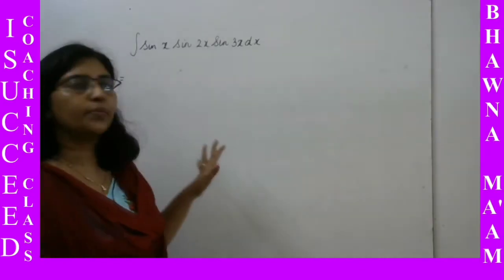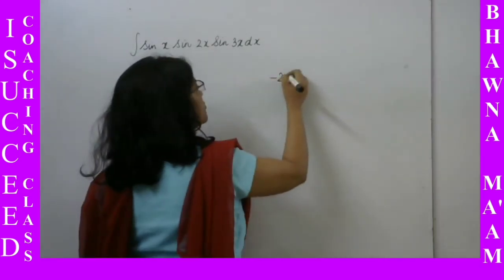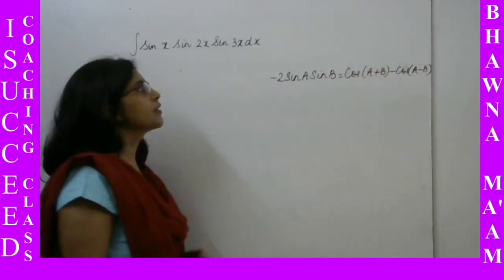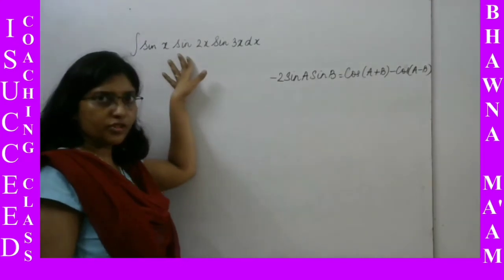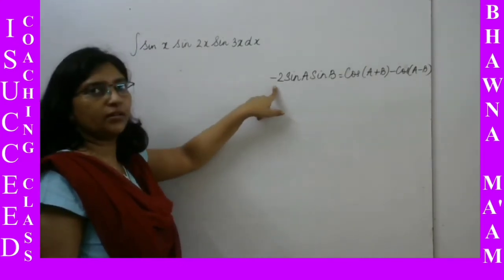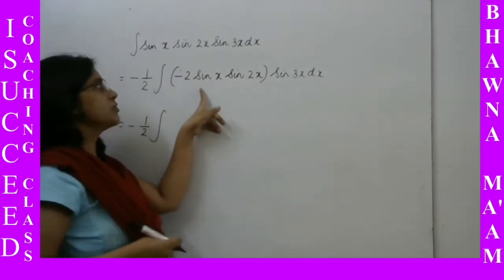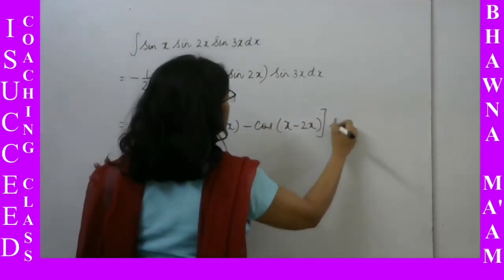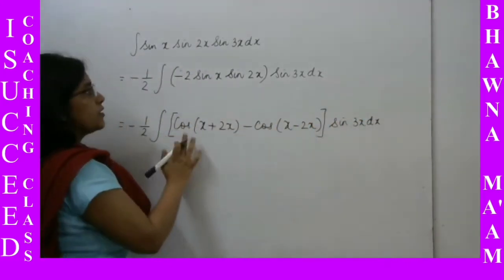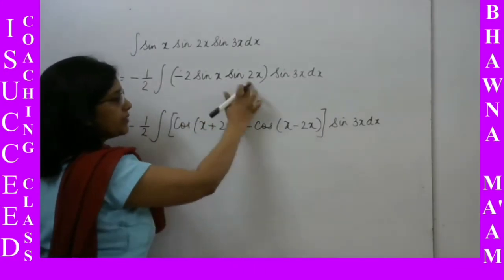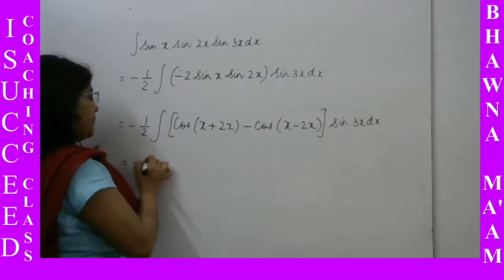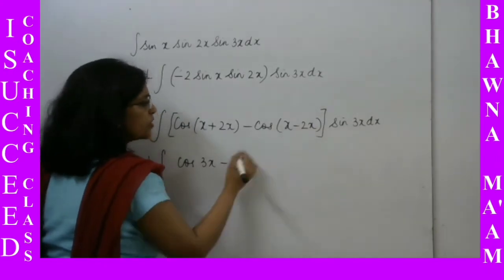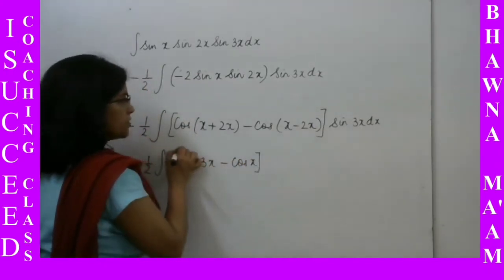So once again, we'll have to apply the formula of minus 2 sin A sin B. We'll apply this formula for the first two terms. So we'll have to multiply and divide by minus 2. So we have multiplied by minus 2. Now apply the formula. That is cos(x plus 2x), add the angle and subtract the angle. Once again, we are going to get cos of minus x, but cos is an even function, so we will write cos x.